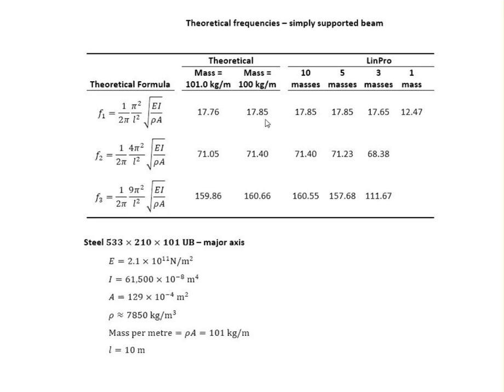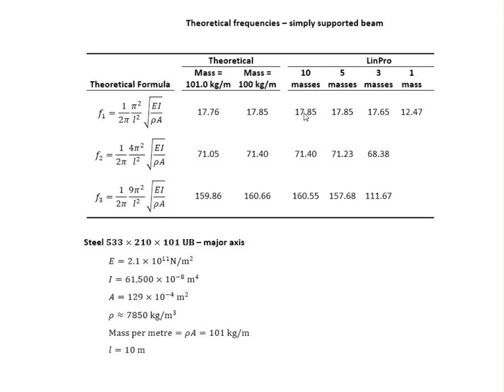also calculated the theoretical natural frequency if you use 100 kilograms per meter. And that comes out slightly higher, so lighter. Same stiffness, lower mass increases the natural frequency slightly. Okay, so there, that's the target I'm looking for.